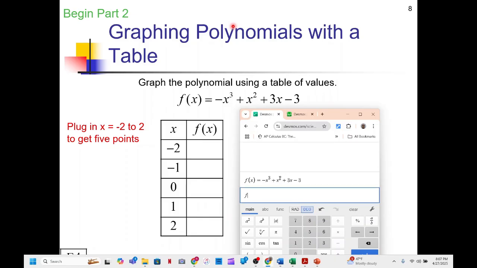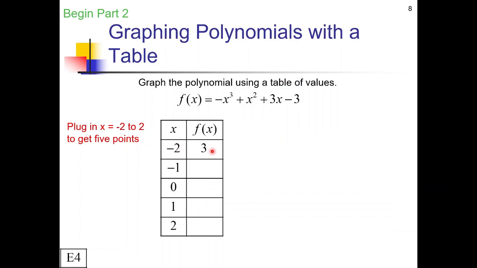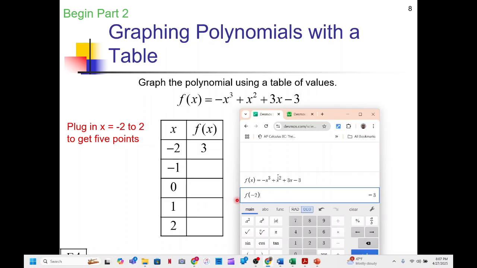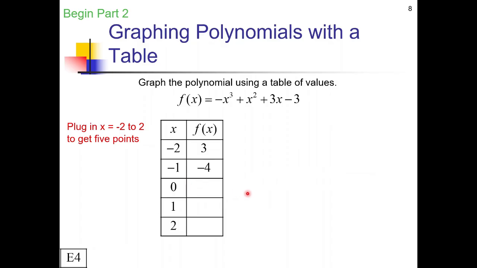So we've got f of -2 to quickly evaluate this at -2, and that gives us 3. So there's 3. Feel free to pause the video if you want and get the rest of them. All right, so let's see here. Plugging in -1, we got -4. Plugging in 0, you don't really need a calculator. That's going to zero out all these x terms and give you -3.